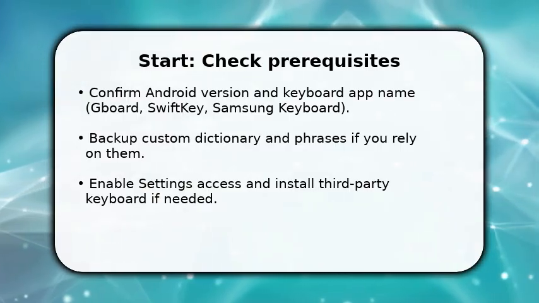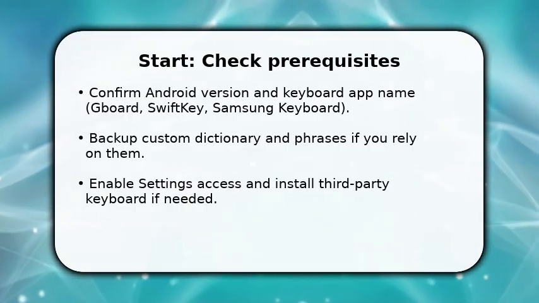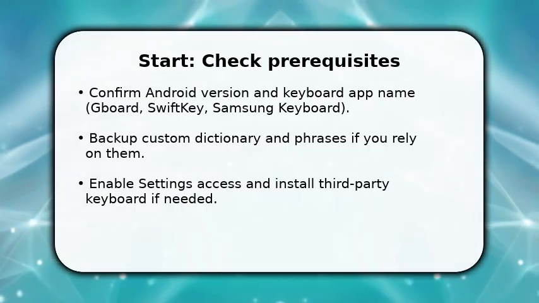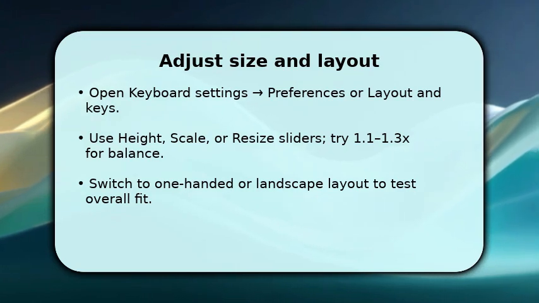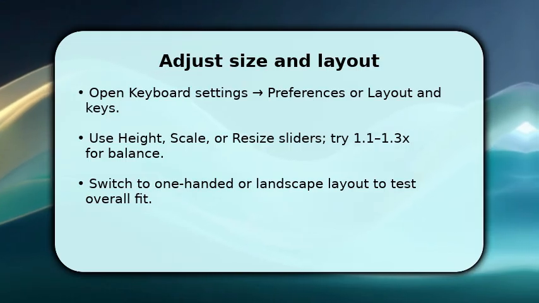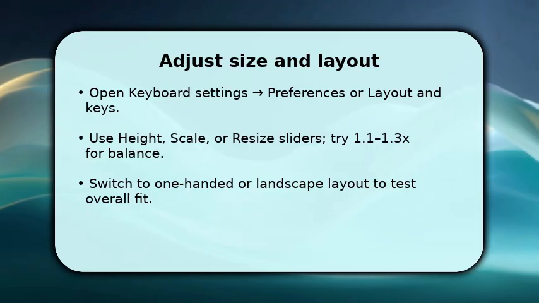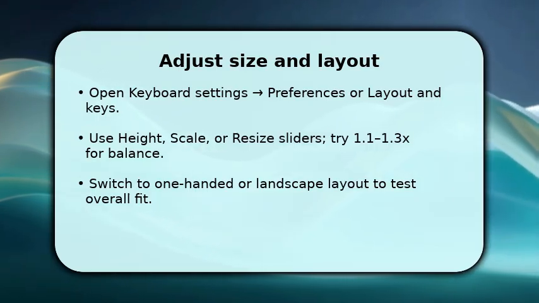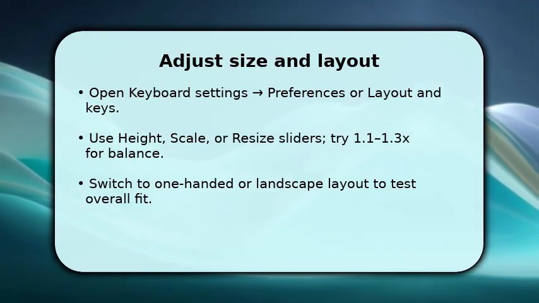Now open the keyboard settings directly from Settings or from the keyboard's own gear icon and prepare to adjust size controls. You'll now change the actual dimensions. In Gboard, go to Preferences, in SwiftKey to Layout, and in Samsung to Keyboard Size. Once there, drag the height or resize slider up gradually. Try increasing by 1/10 increments, around 1 to 1.3 times is a practical range.